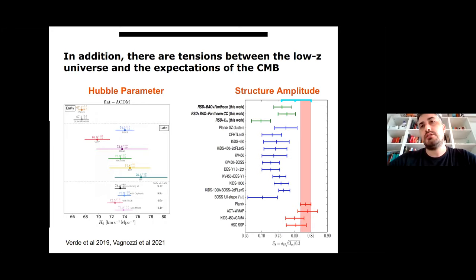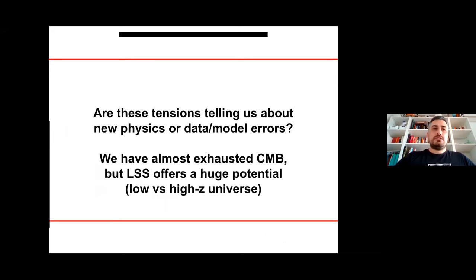So, right, but we still don't know. It could be new physics, could be model errors in the measurements, or could be errors in the data. And the question is, how do we make progress, right? So on one hand, even future CMB experiments could constrain better the values of these cosmological parameters, especially when you extend them beyond lambda CDM.